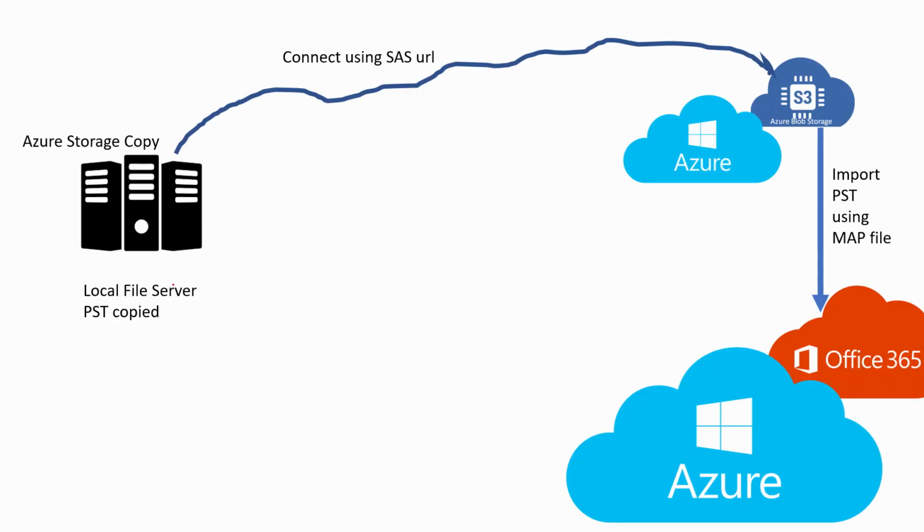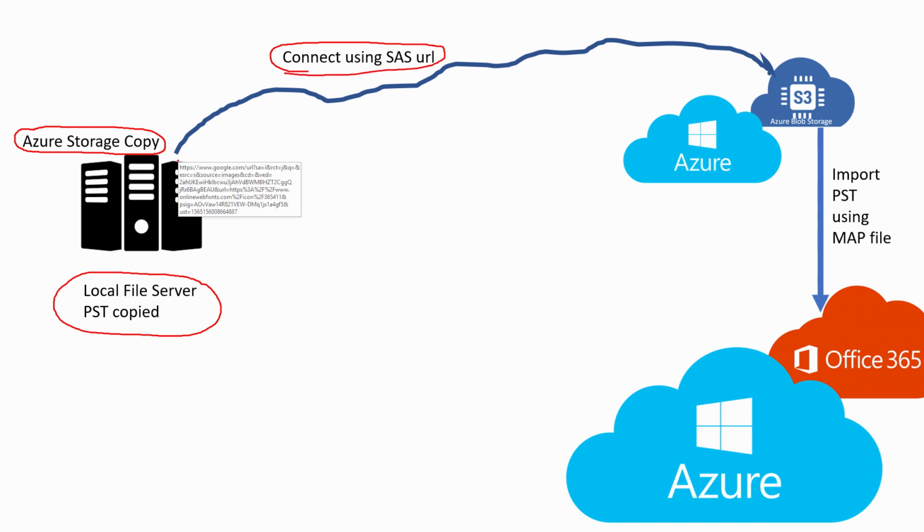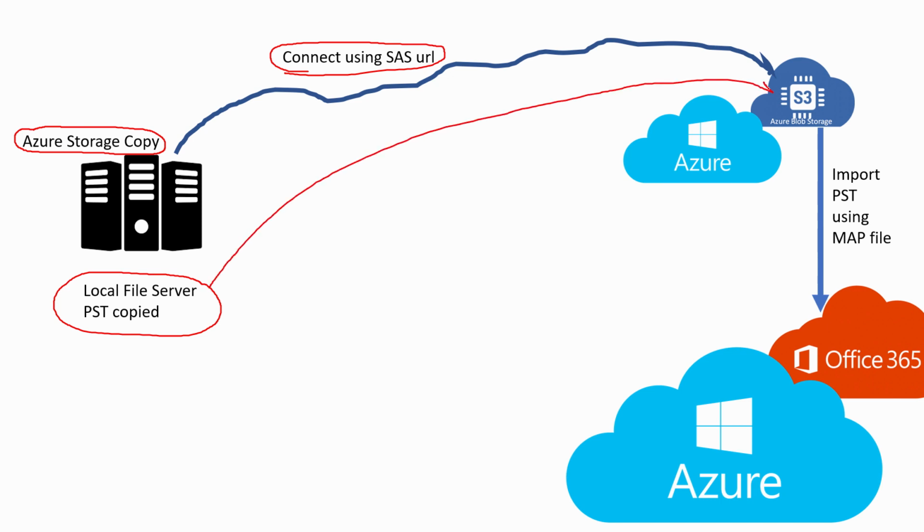Once you completed with the role assignment, then we can start PST upload to Office 365. It is not a straight process, it requires some steps. So what you have to do is you have to keep your PST ready in any of your server. Then you install Azure Storage Copy application in your server. Once you install Azure Storage Copy, then Office 365 provides you a SAS URL to connect your file server to Azure Blob Storage. Then you can copy or upload this PST to Azure Blob Storage using the SAS URL.